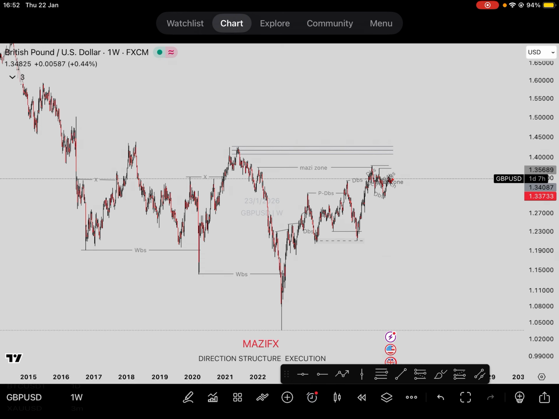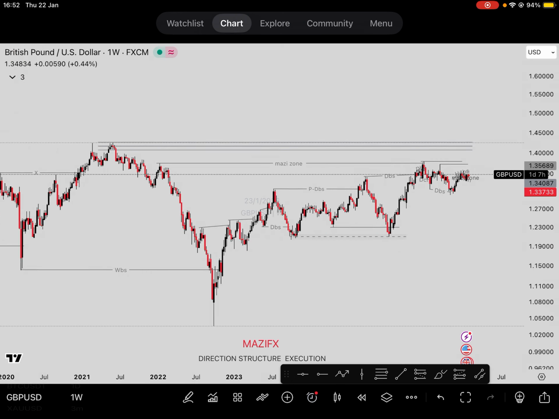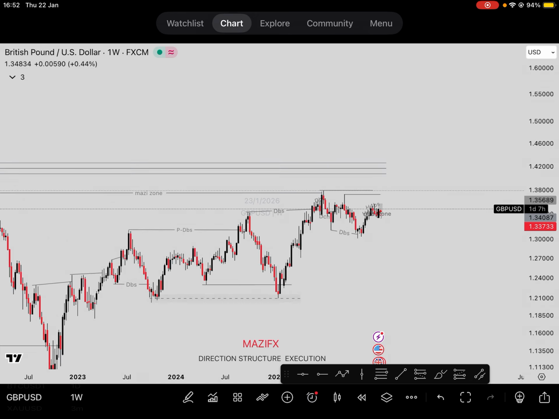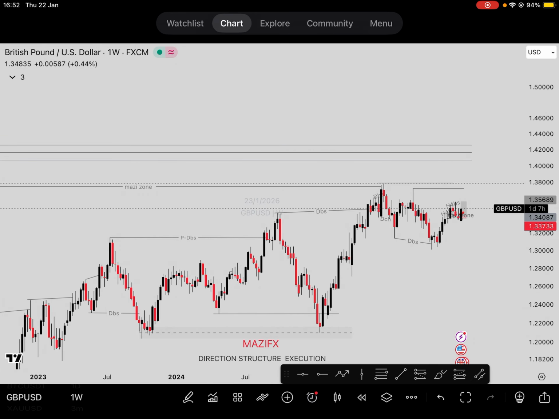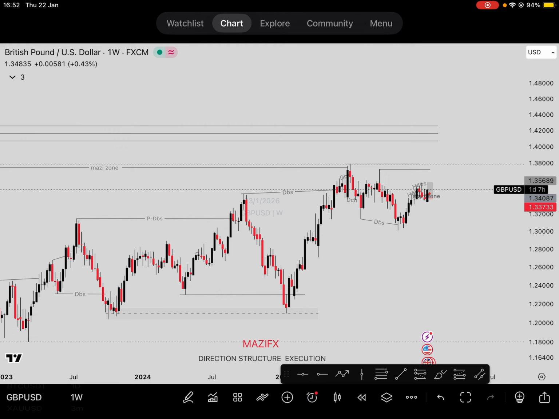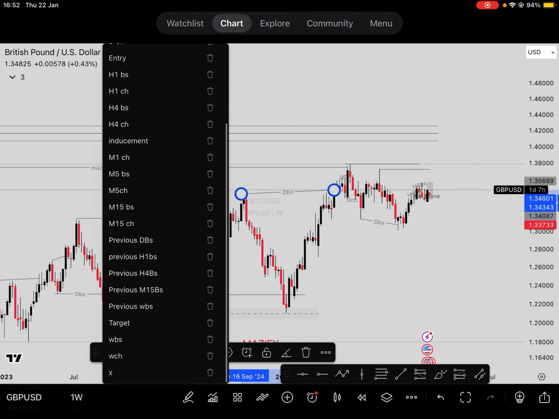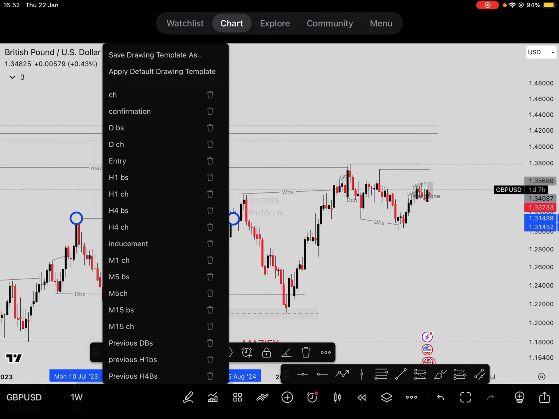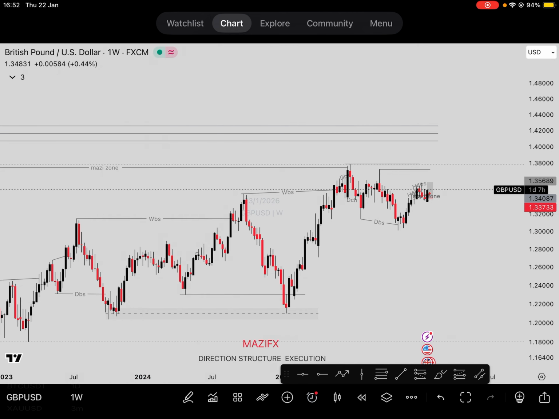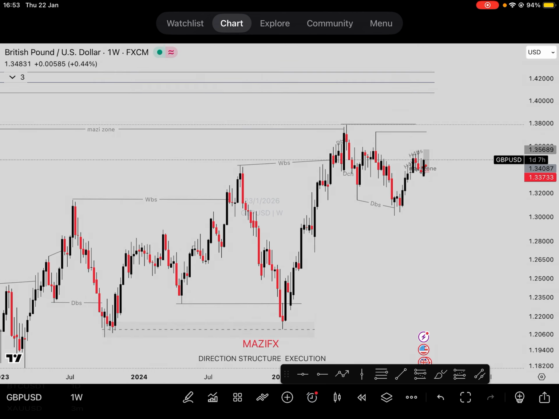For now, price is building up to it, so I have to zoom in. So now, what is the internal weekly structure? Internal weekly structure here is showing a buy. Let me turn this to weekly. This is a weekly structure, not a daily structure. So these two are just weekly structures, not a daily structure.